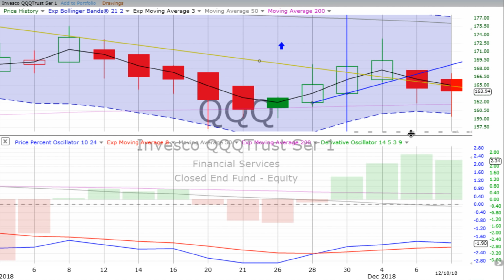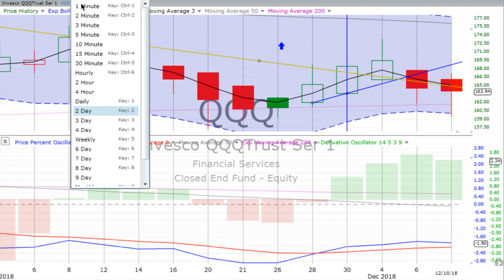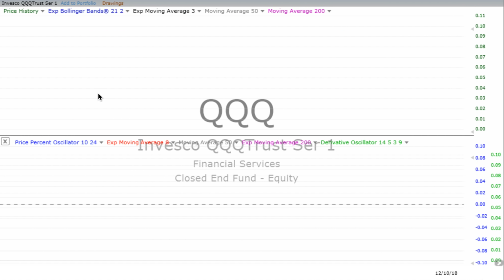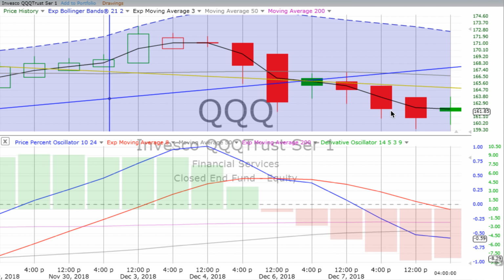2-day chart, again, hasn't crossed over, going down. The second 2-day candle showing 4 days of down movement. Price percent oscillator barely heading down. Derivative oscillator still positive. We go from the 2-day to the 4-hour. What do we see there? We see down movement in the morning, bit of recovery in the afternoon, again with the Heiken Ashi candlesticks. Derivative oscillator losing downward momentum. Price percent oscillator flattening out, not going down at the same strong angle.